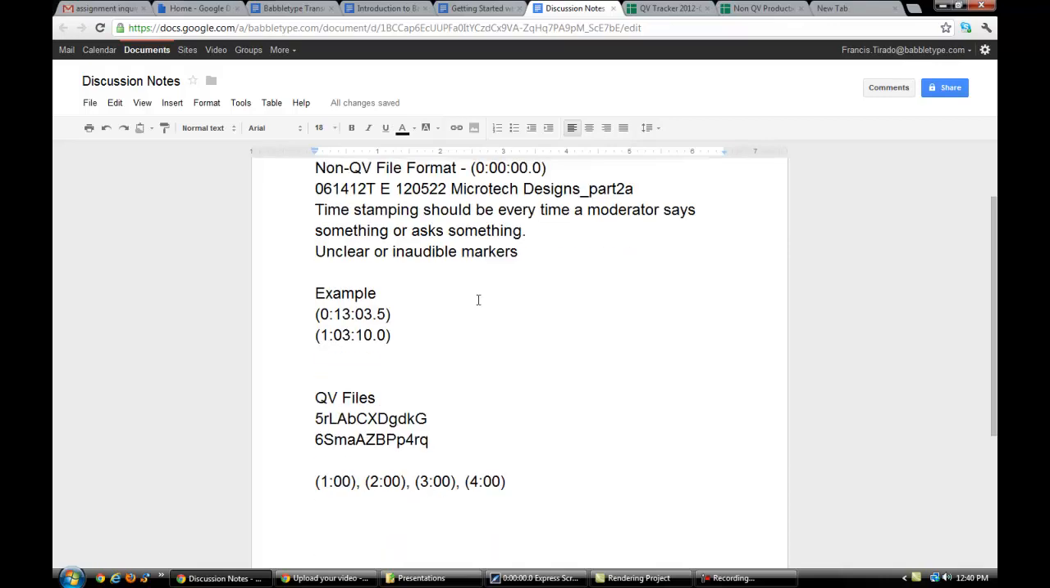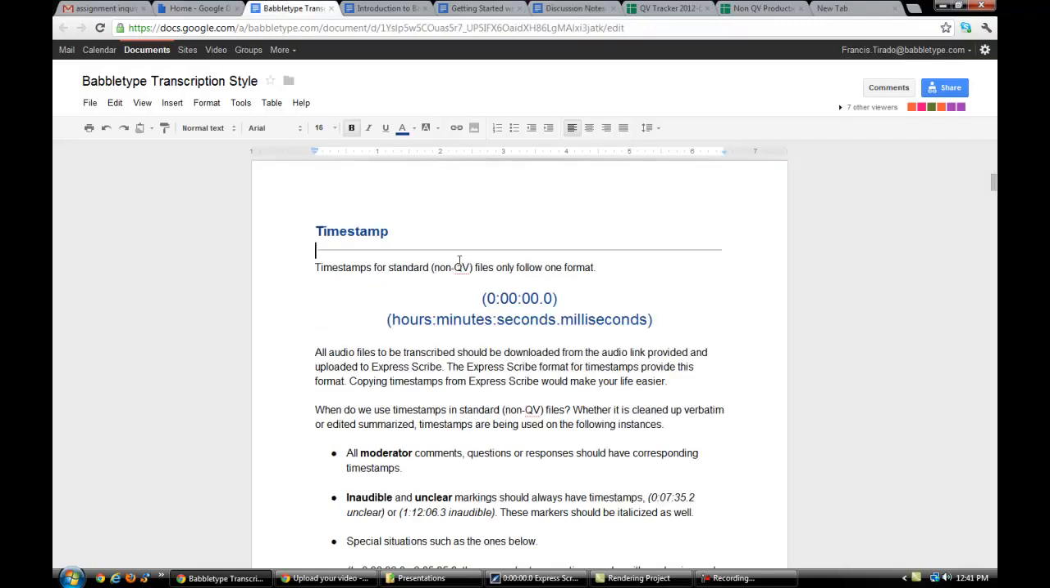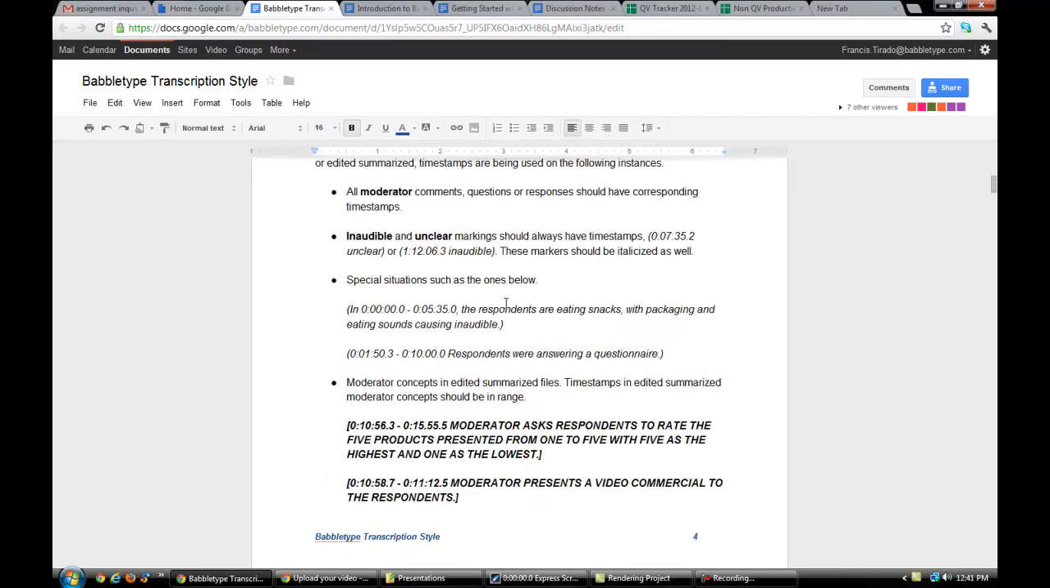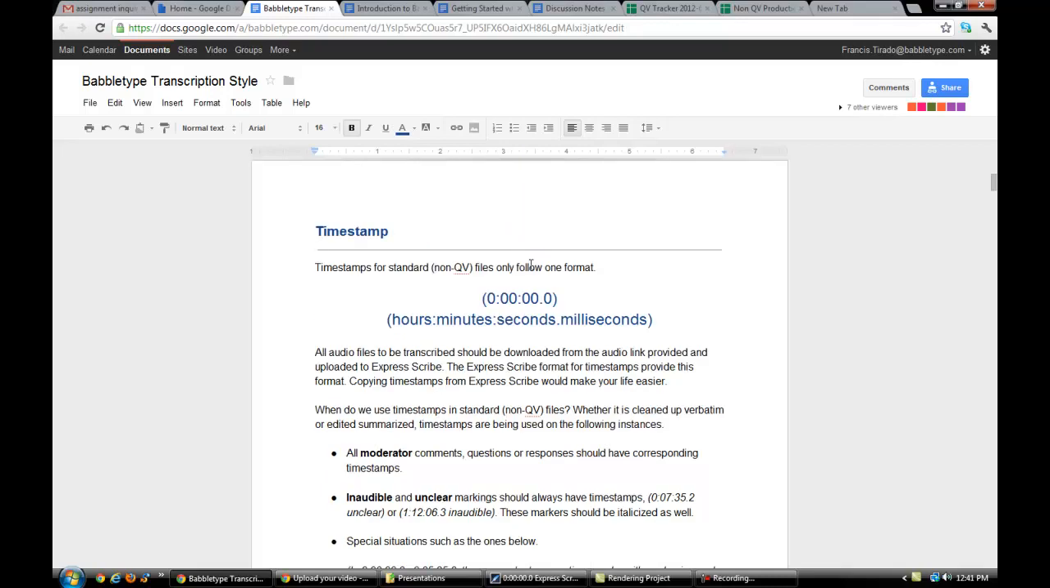That's a major difference. Don't forget that, because we have clients who want us to follow a certain standard protocol for timestamping, and we need to follow those practices. Timestamping can be found in the Babbletype transcription style under page 4. Read the notes so that you will know. The timestamp section under page 4 actually discusses how to timestamp a non-QV file.